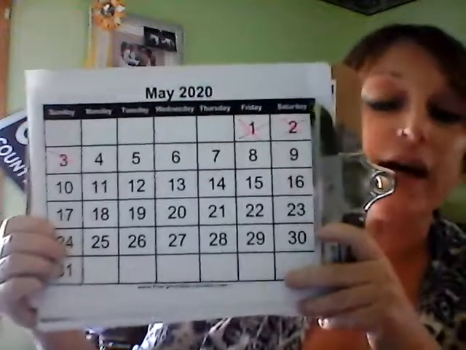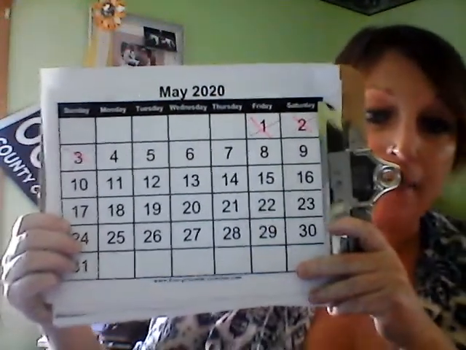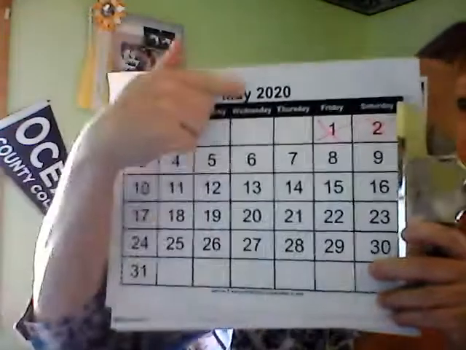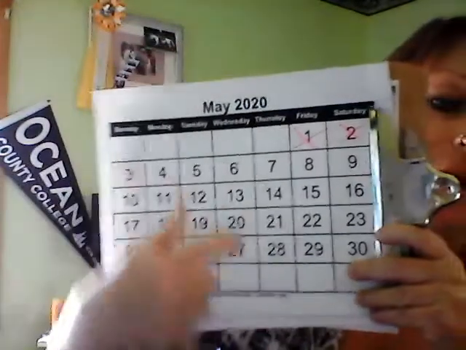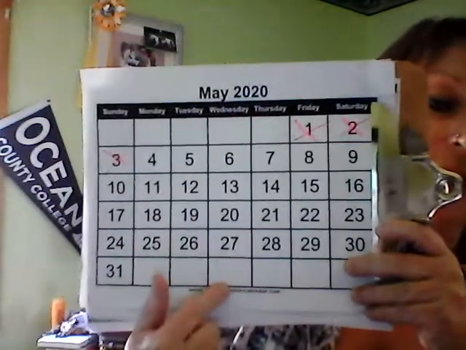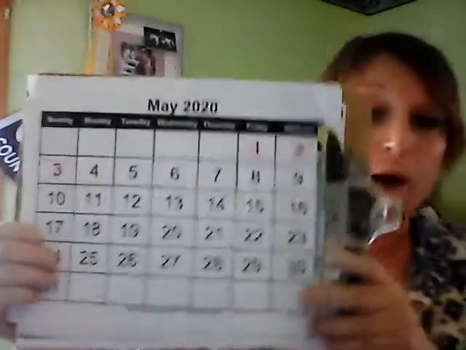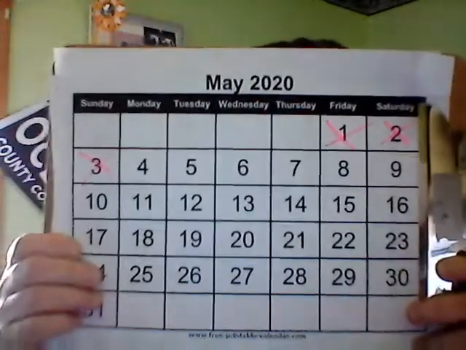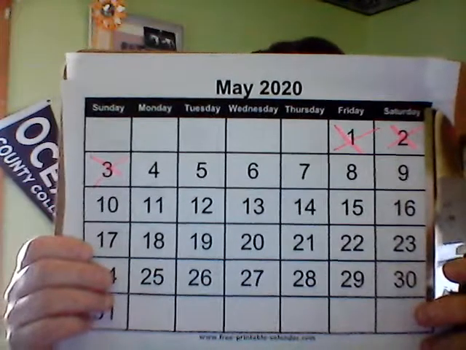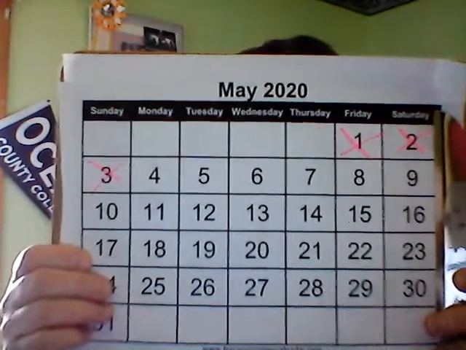So looking at your calendar, let's find the top, the middle, and the bottom. The top of your calendar, the middle of your calendar, and the bottom of your calendar. Okay, what month is it? Find the month on your calendar and touch it. What month is it? Can you find the month?